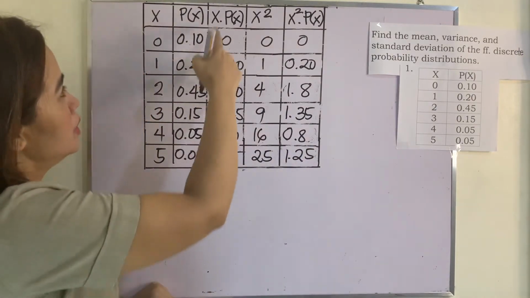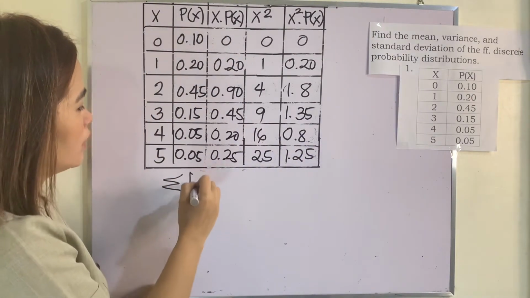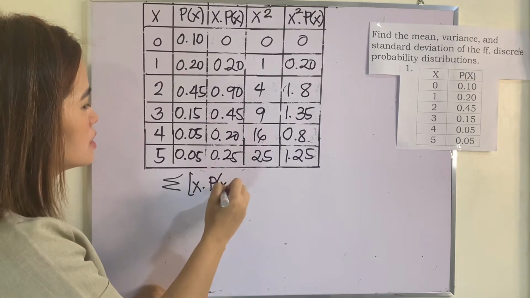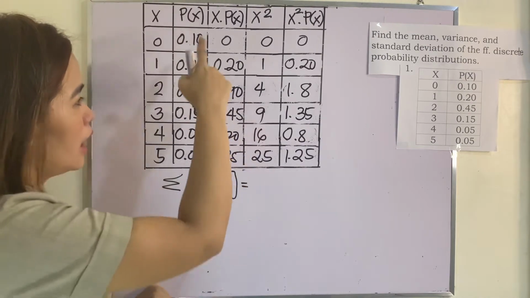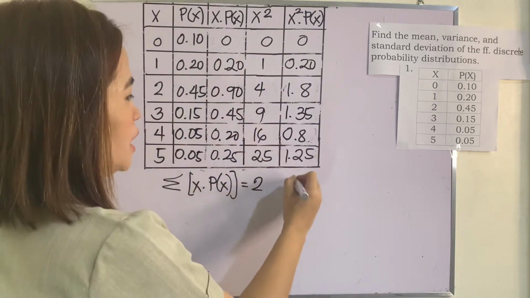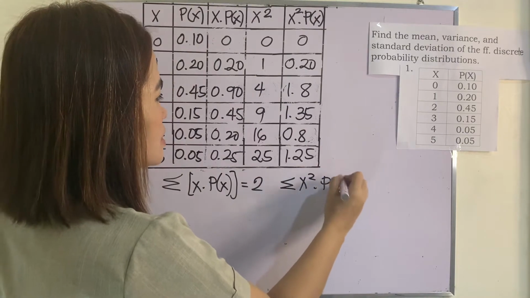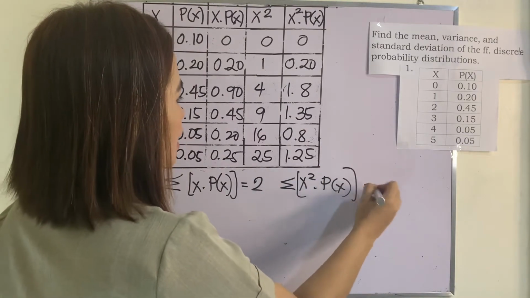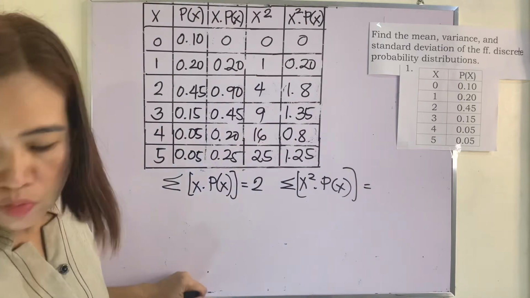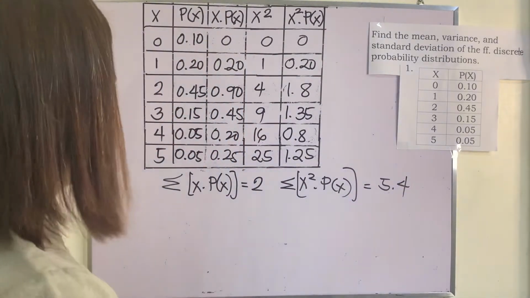Okay. We get the sum of this. This one is the summation of x times p of x. Adding everything, that one is equal to 2. We get the summation of x squared times p of x. We add everything. This one will be equal to 5.4. You use a calculator here.